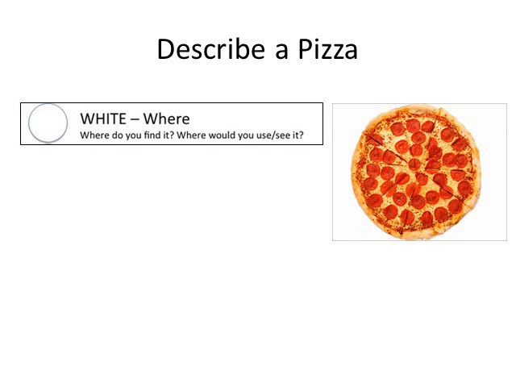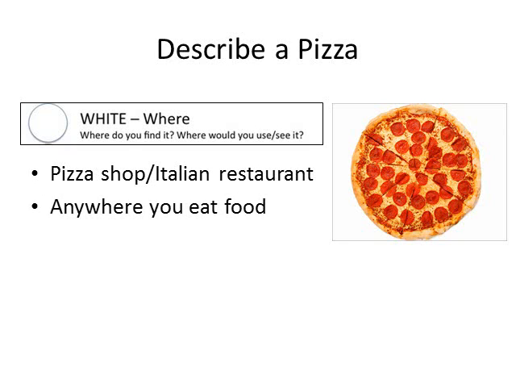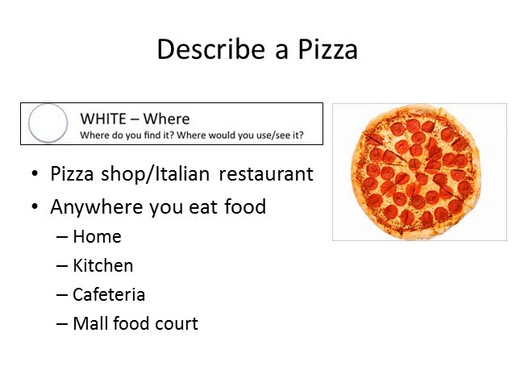For this bead, the white one, we talk about where. So where do you find it, or where would you use it and see it? Students might say, oh, well, you find a pizza in a pizza shop or an Italian restaurant. And if they don't come up with the next idea of, well, it's anywhere you can eat food, the SLP can really generate that with a leading question. And then it's up to the students to come up with all the different places that they can eat foods. So they might say home, in the kitchen, in the cafeteria, in a mall food court. They might even say that they had seen people ordering pizza and it being delivered to a park or a basketball game. And that's great, because that shows that they're able to become more flexible with their thinking.